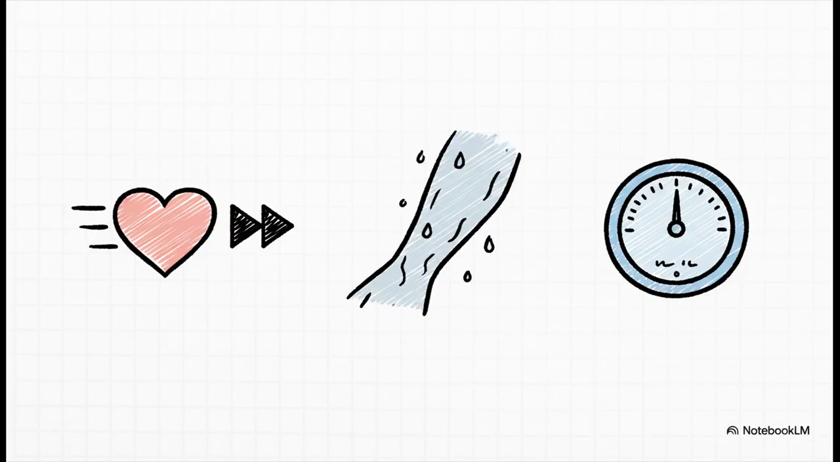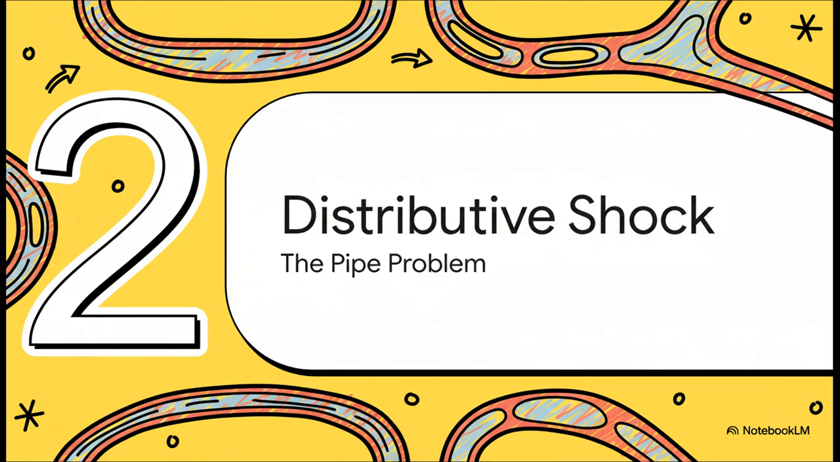So what does this actually look like in a patient? The body, trying to save itself, goes into overdrive. The heart starts beating way faster. That's tachycardia, trying to push what little blood is left around more quickly. Blood vessels clamp down to try and keep the pressure up, and that's what causes that classic cold, clammy skin. But eventually, the body just can't keep up, and the blood pressure drops. That's hypotension.